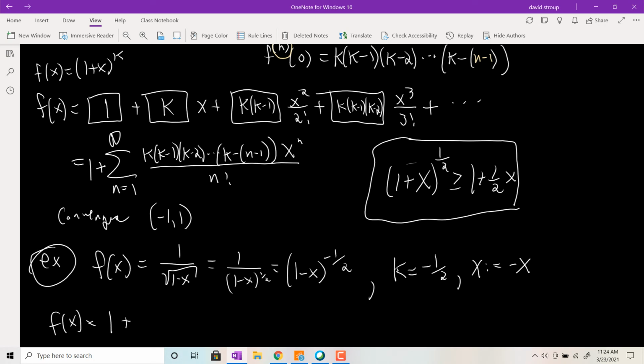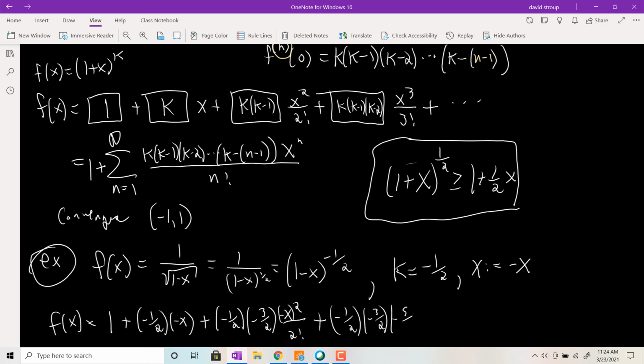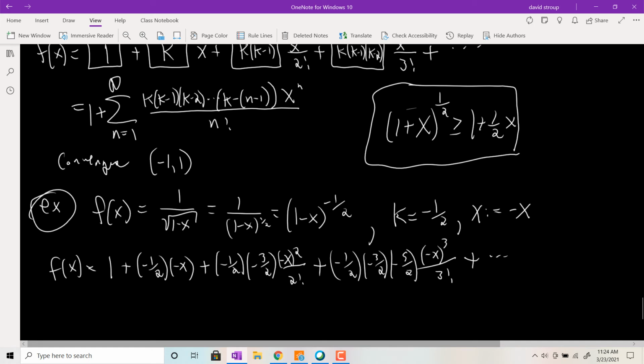So our power series representation will be 1 plus negative 1/2 times negative x plus negative 1/2 times negative 1/2 minus 1, which is negative 3/2, times x squared all over 2 factorial, and it would be negative x squared, right? Plus negative 1/2 times negative 3/2 times negative 5/2 times negative x cubed all over 3 factorial plus ... And we'll just leave it in this form. We won't get the summation notation for this one.